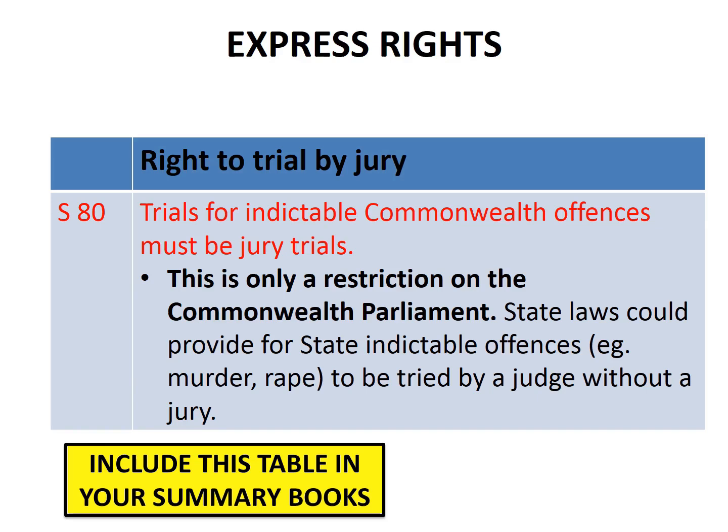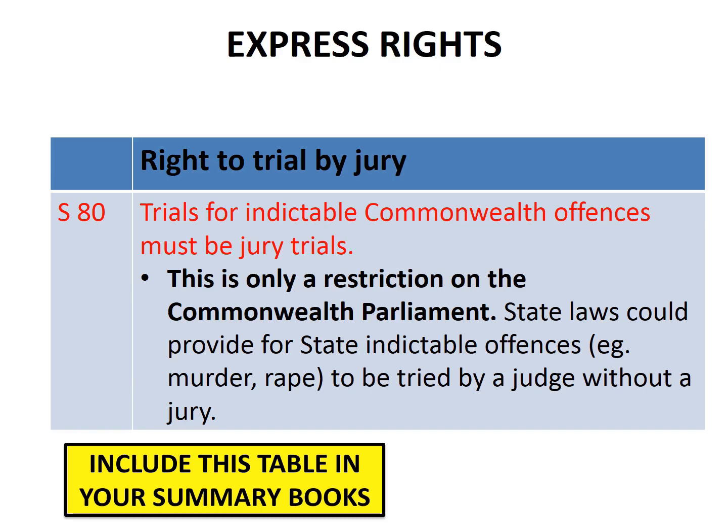The state parliaments could quite validly pass a law that says that where a person has been accused of an indictable offence in that state, so for example in Victoria, indictable offences created by the Crimes Act of Victoria include murder and rape, where a person has been accused and is being tried for one of those kinds of offences, the Victorian Parliament could pass a law that says that the accused is only entitled to be tried by a judge, that is, without a jury.